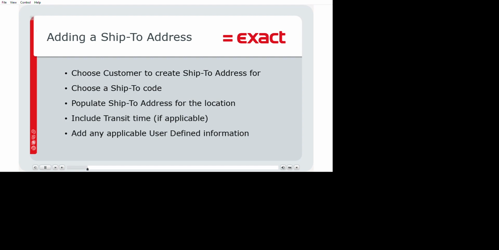Adding a ship-to address in Max is a simple process that consists of the steps as seen here. First, you will choose the customer to create the ship-to location for, populate the required fields, and the new ship-to address can be used when shipping sales orders to final shipping destinations.